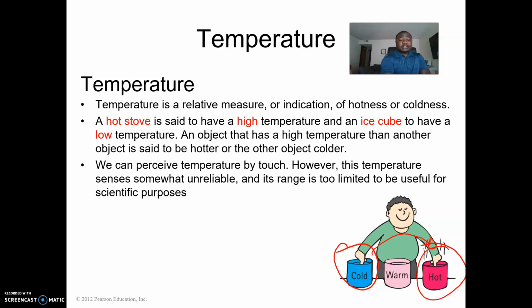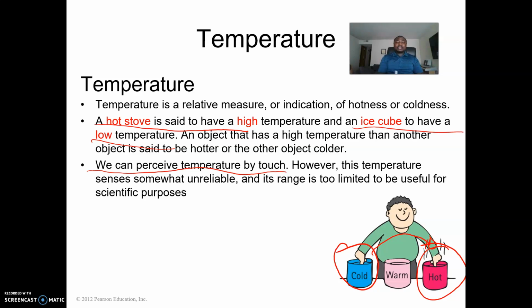Like we said, a stove is said to be hot, to have a high temperature, and an ice cube to have a low temperature. An object that has a higher temperature than another object is said to be hotter, or the other object is colder. So this relative idea has to come into play when we are looking at the degree of hotness or coldness of two different bodies. It's also possible for us to measure temperature using the sense of touch. We can touch an object and decide if it is hot or cold.